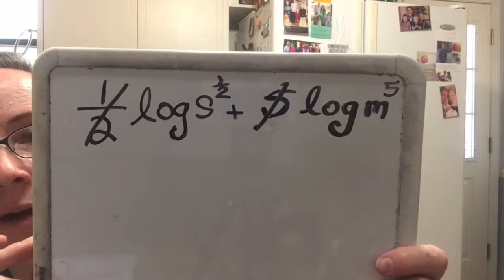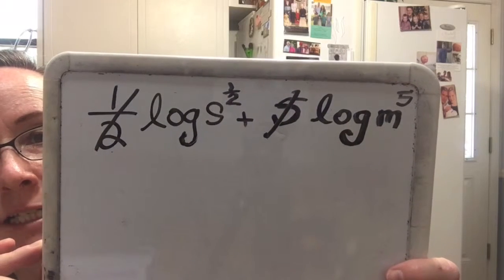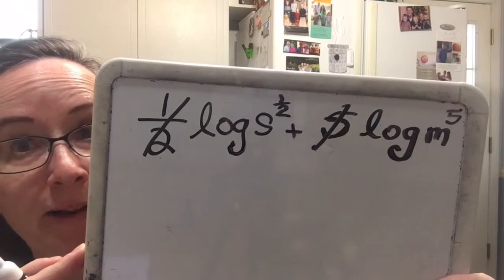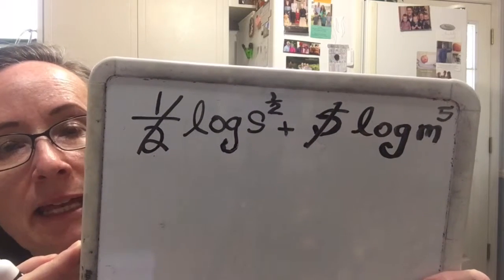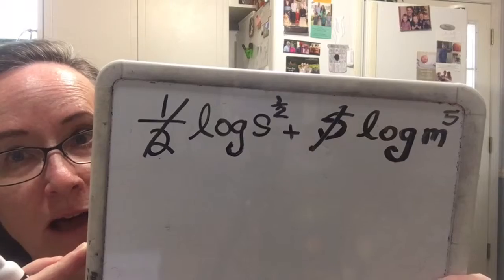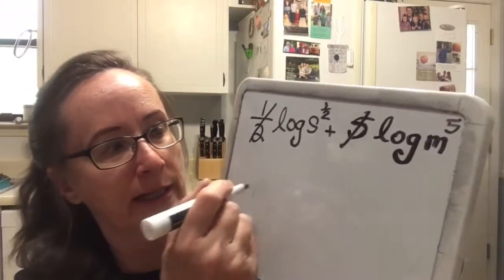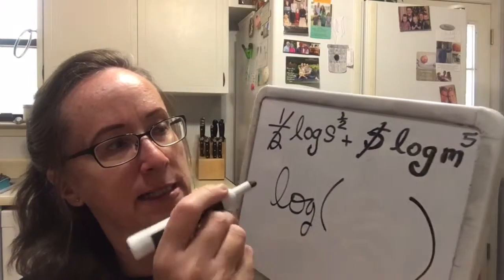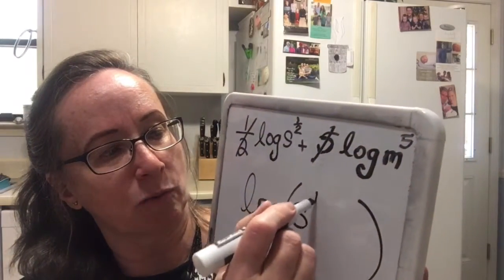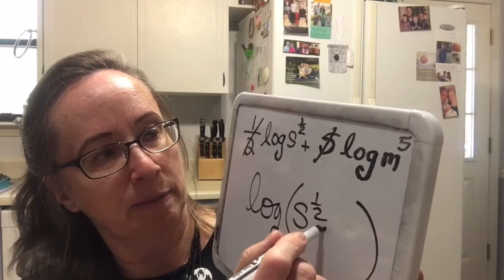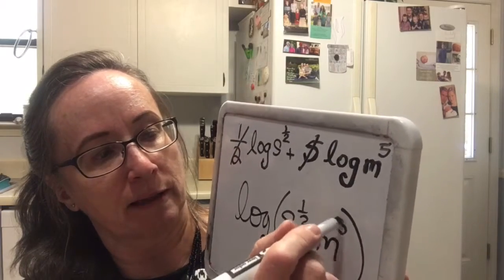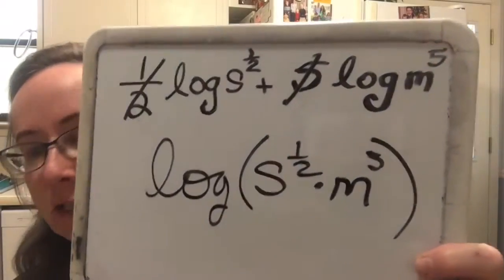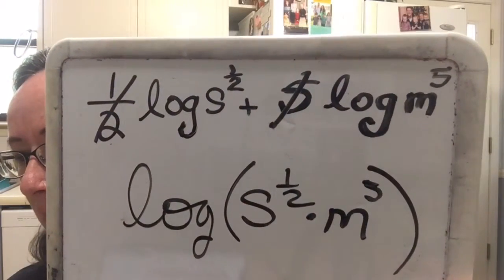Okay, so now I have log of this plus log of that. And since I have it in that form and they are the same base, then I may say log of the product. So I'm going to end up with log of the product, and it's going to be s to the 1/2 times m to the 5th. Okay, and that little times dot is just there for clarification. It really doesn't have to be there at all.